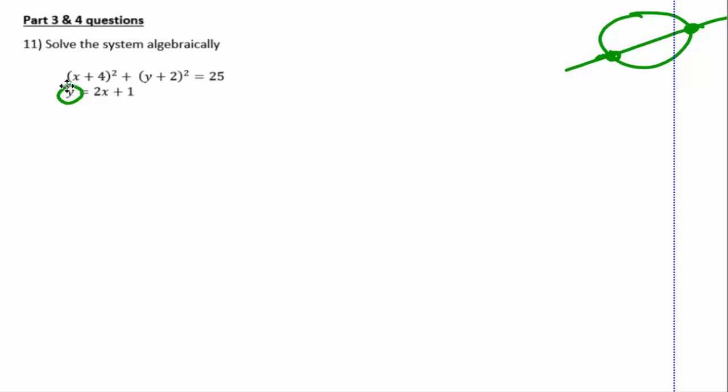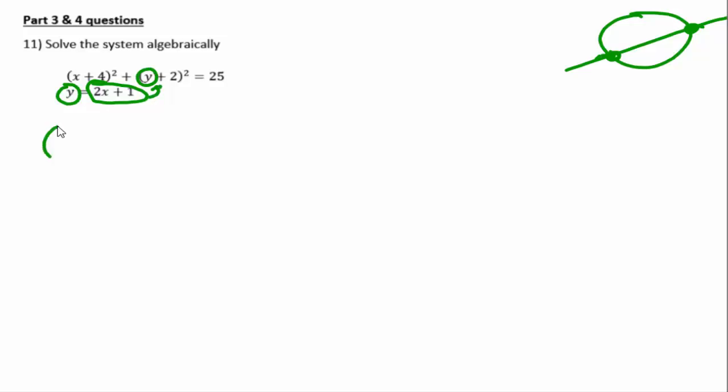Now, on your quiz, maybe you won't have the y all by itself, or maybe you won't have the x all by itself. You need to make sure you have that. Okay, so y equals 2x plus 1. So here's our y, and we're going to put in 2x plus 1.